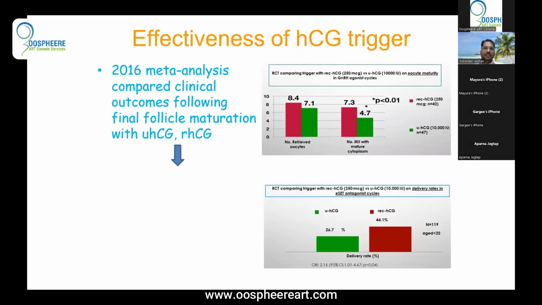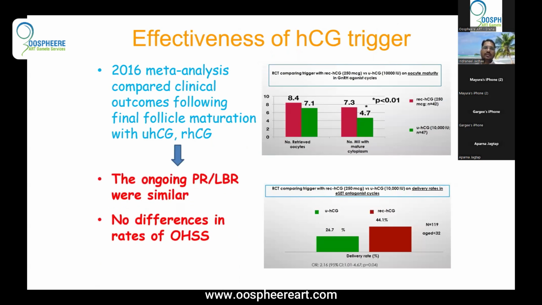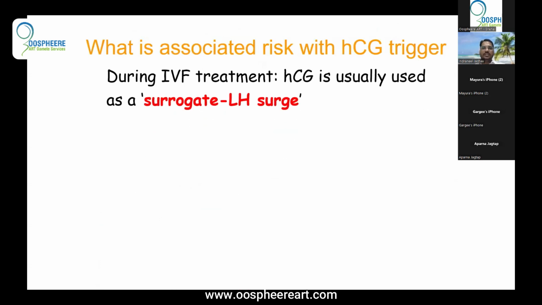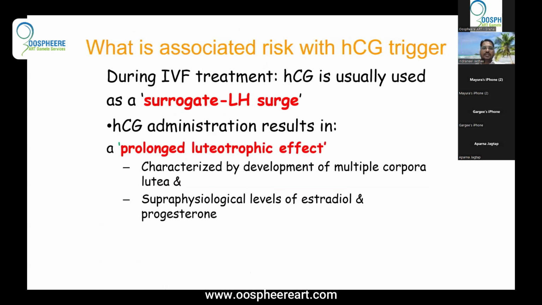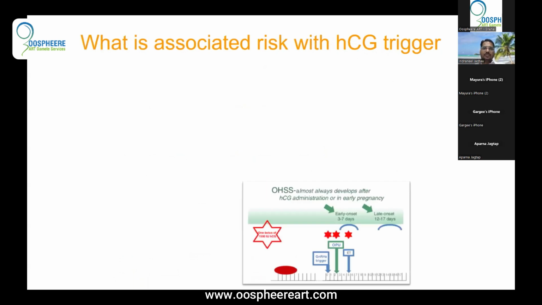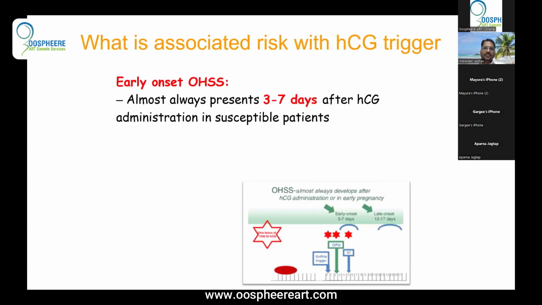If we see the comparison between urinary HCG trigger and recombinant HCG trigger, at present there is no significant difference in both triggers. Ongoing pregnancy and live birth rates are similar, and rates of OHSS are also similar. So what is the risk associated with HCG trigger? It is the surrogate LH surge, and its prolonged luteotropic effect leads to development of OHSS. So this is the associated risk of HCG trigger.